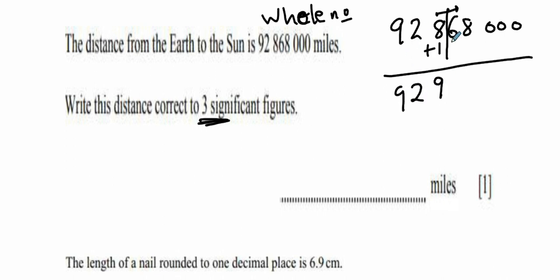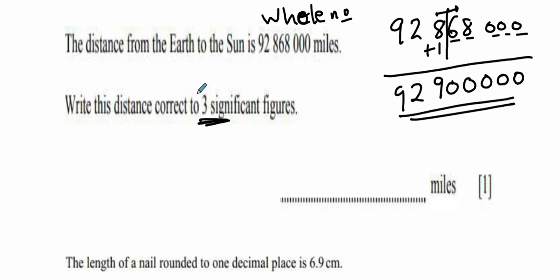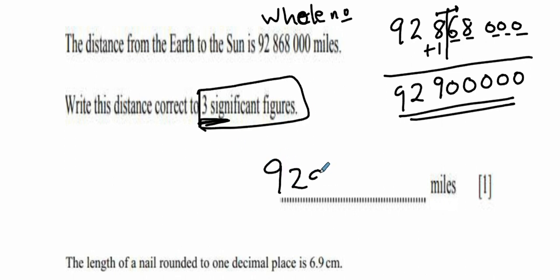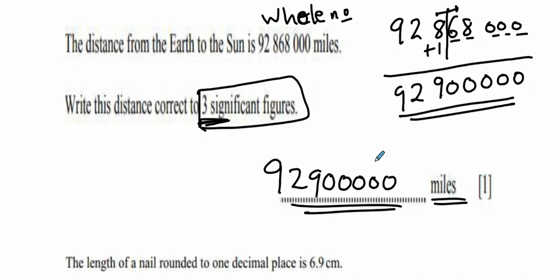What happens on this? 6, 8, 0, 0, 0. 6 becomes a 0. 8 becomes a 0. 0 remains a 0. 0 remains a 0. 0 remains a 0. This is the answer. They need 3 significant figures: 92,900,000 miles. This is the answer correct to 3 significant figures.